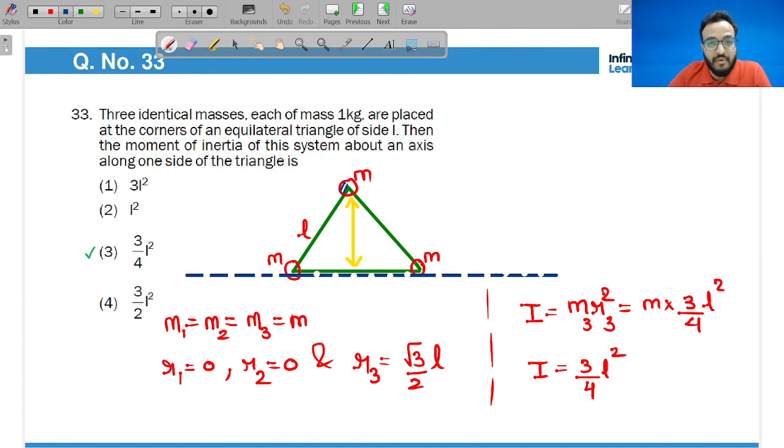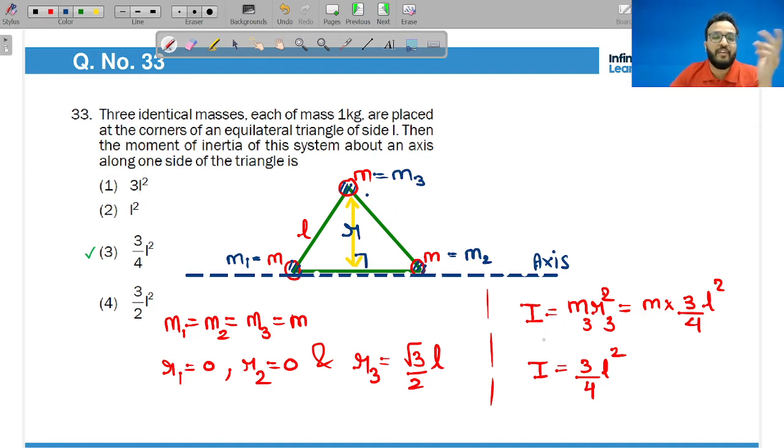This is mass number 1, mass number 2, mass number 3, or you can say this is mass number 1, 2 and 3. So this is m3, I suppose. This is m1, let's say, and this is m2. And we have to find out, this is your axis. Now since these two masses m1 and m2 are lying on the axis, their moment of inertia will be 0. And this is the perpendicular distance from the axis of m3. r is definitely root 3 L by 2, so you put the values.